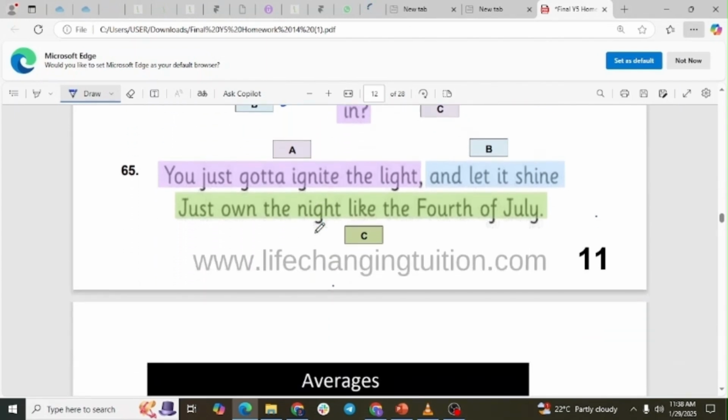Question 65. You just gotta ignite the light and let it shine, just own the night like the 4th of July. Correct answer. C. Just own the night like the 4th of July. Explanation. The simile, like the 4th of July, evokes the imagery of fireworks and celebration, aligning with the answer provided.